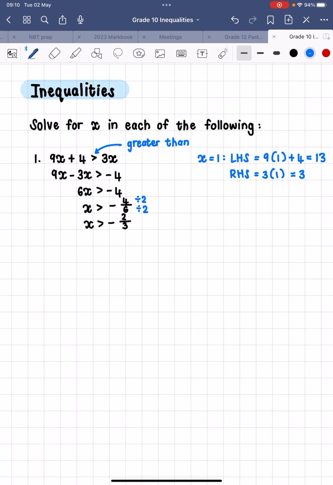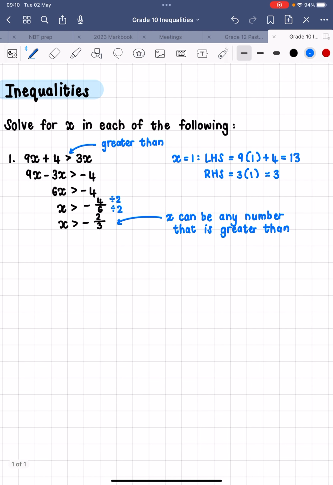So what this answer means, guys, is that it's giving us a range of solutions. Lots of different solutions. So x can be any number that is greater than or bigger than, you can decide, it doesn't matter, negative 2 over 3.